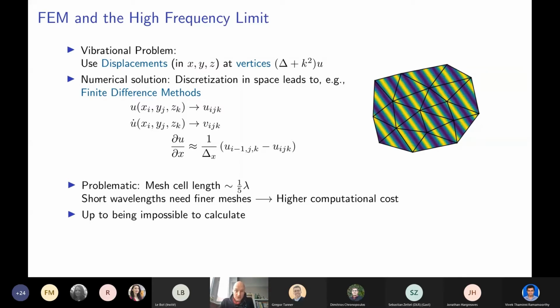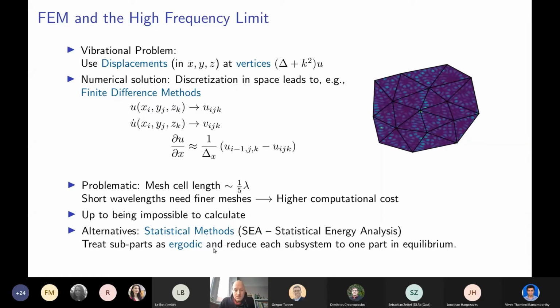There are ways around that, and we heard about a few of them yesterday in Alain's talk, and the most famous one is probably the statistical energy analysis. So the idea here is that you take this whole domain and you regard it as ergodic, as Alain told us yesterday, which means that, or simply put, you assume that the energy inside this whole domain is somewhat distributed equally throughout the whole domain, and you can therefore replace the whole domain by one number, namely the average energy in this domain.